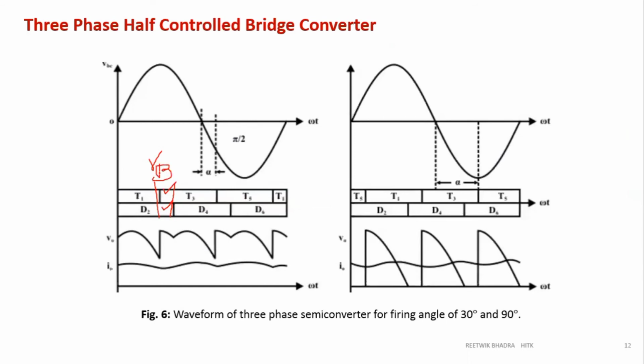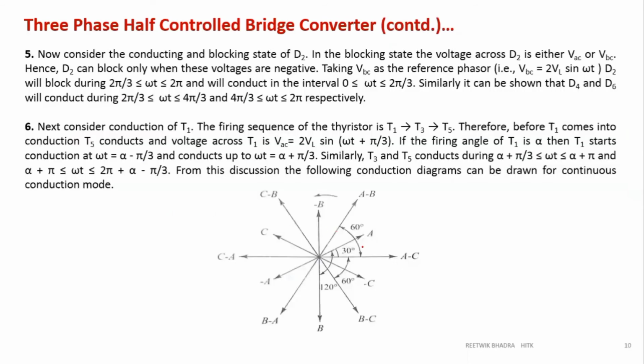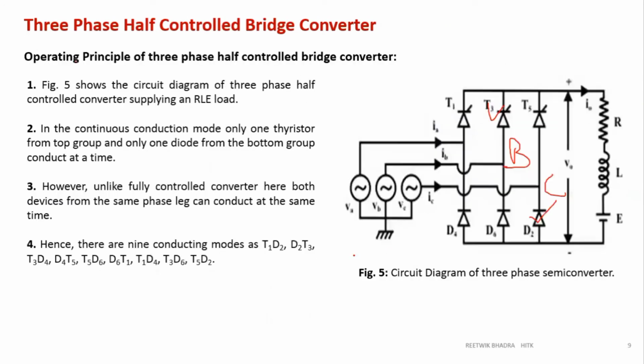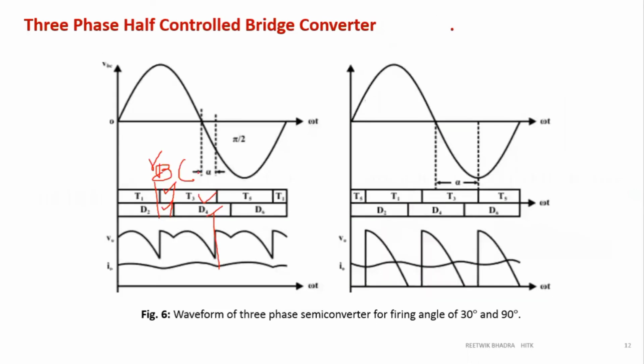We are getting VBC, and from the waveform T3 D4 is conducting up to this period. So T3 D4, T3 D4 over here. So BA, VBA, that is conducting over here. So you can obviously see over here that this one single waveform is a combination of 2 line voltages.